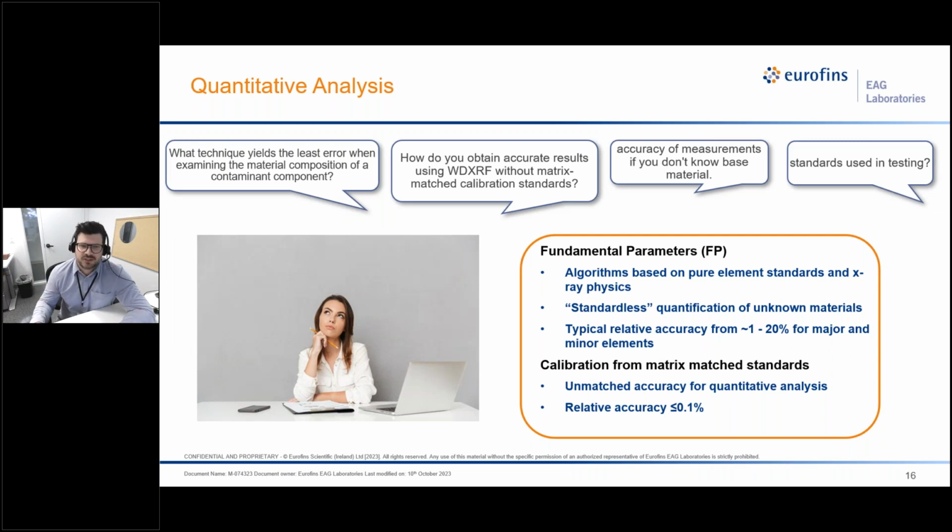Now, if XRF has access to matrix match standards, and we're able to build a calibration curve, you can achieve unmatched accuracy for quantitative analysis. You'll see accuracies as low as 0.1% or better, actually.